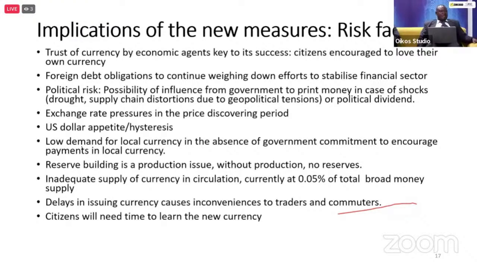Inadequate supply of currency in circulation, currently 0.5%, I've talked about this. And then delay in issuing currency causes inconvenience to traders and commuters. Now the currency was announced 5 days ago, it's not yet in the market. You can see the panic in the market with respect to currency. Citizens will need time to learn the new currency, so more time is going to be needed to learn it.